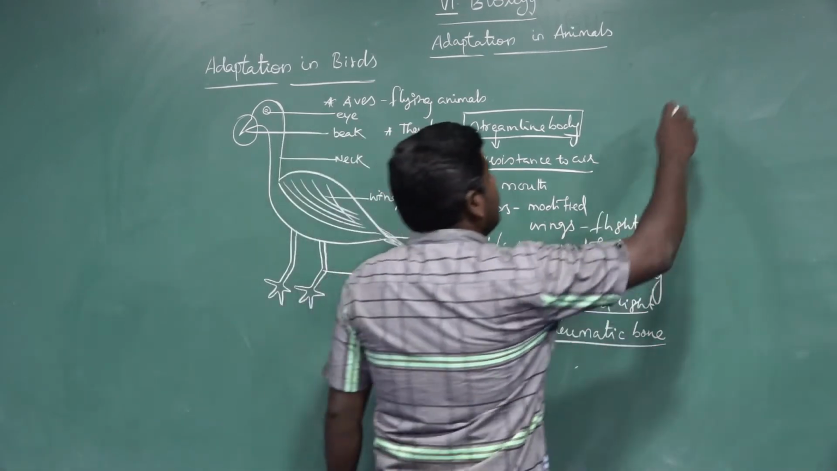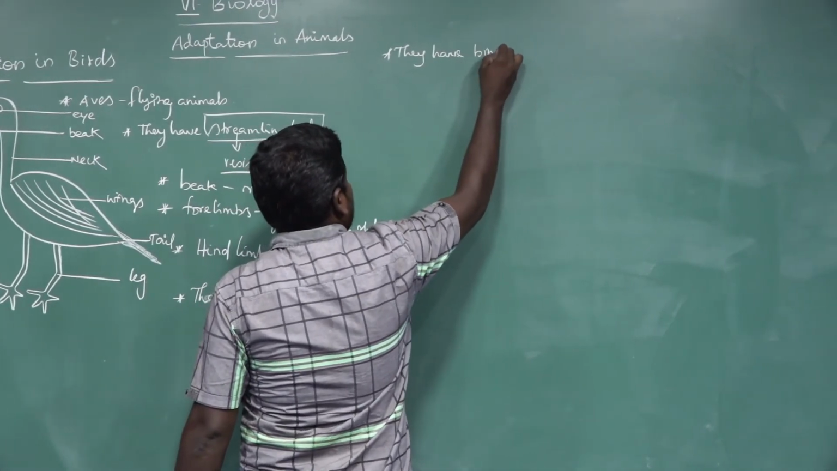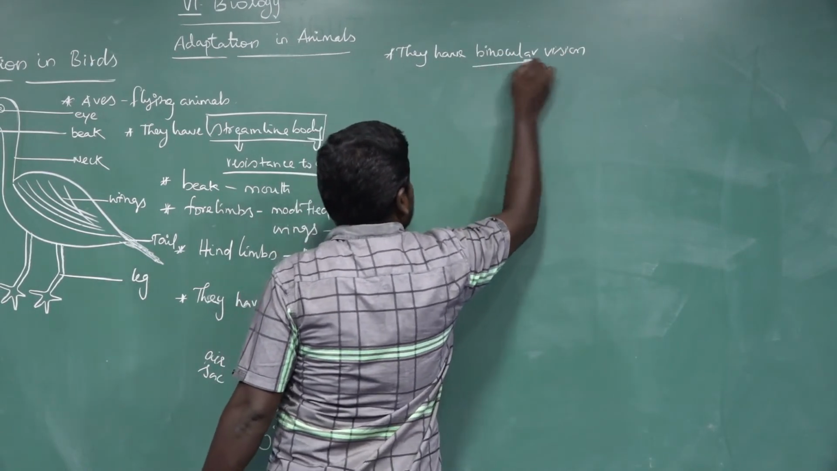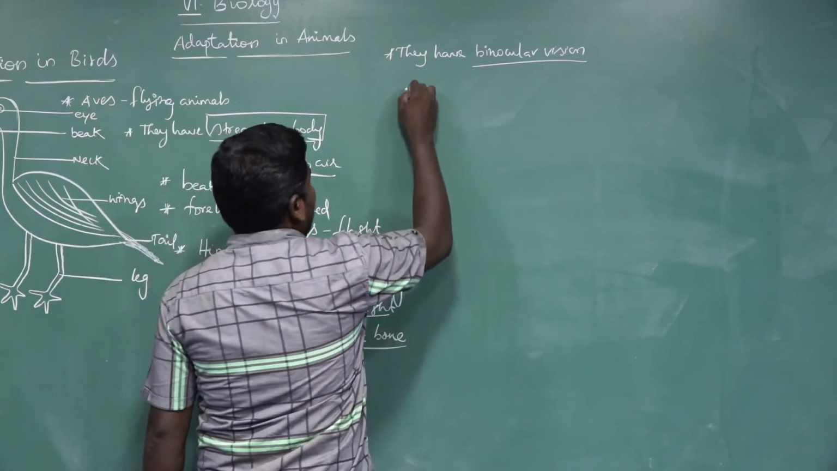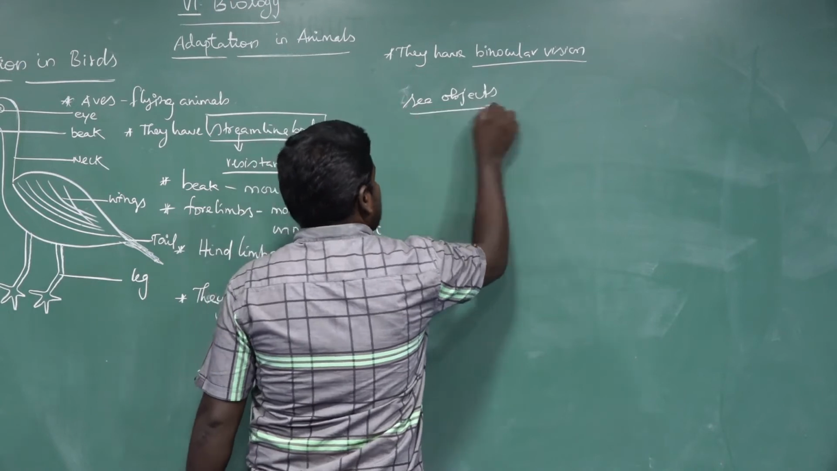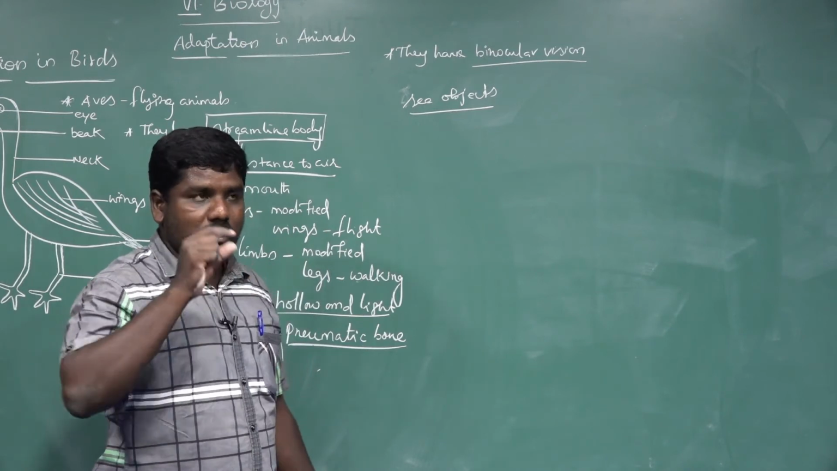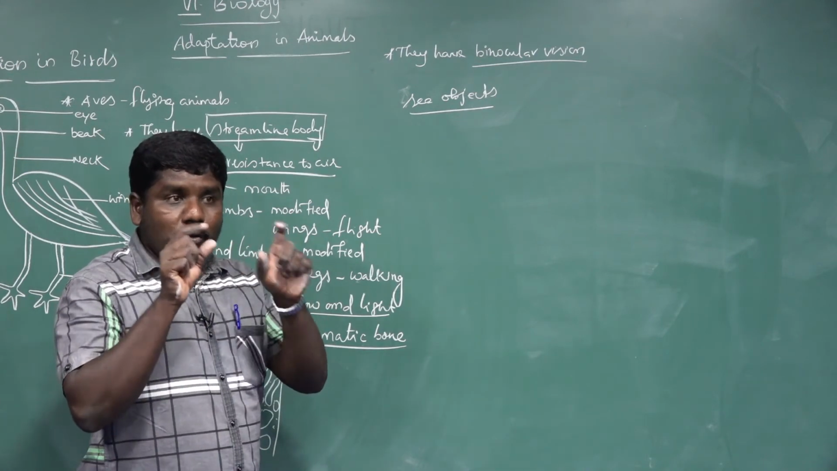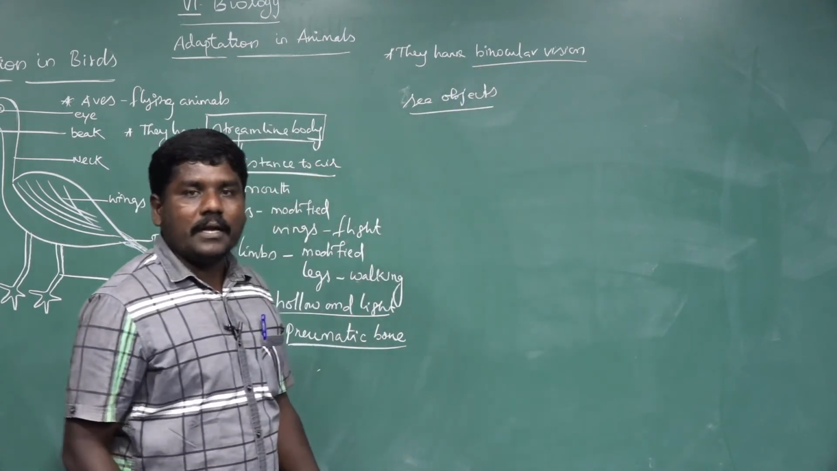And then another one, they have binocular vision. Birds have binocular vision. Why is a bird's vision called binocular vision? At a time, they see objects. One eye looks at one object, and the other eye looks at another object. So at a time, the two eyes look at two different objects. So the bird's vision is called binocular vision.